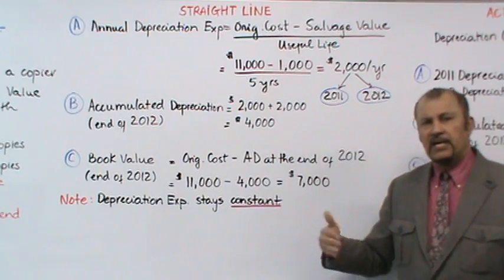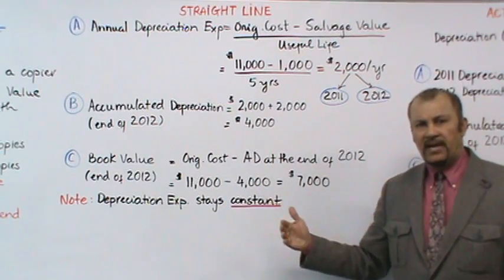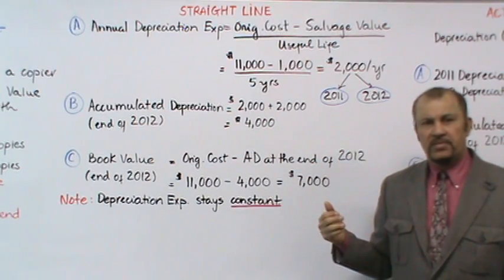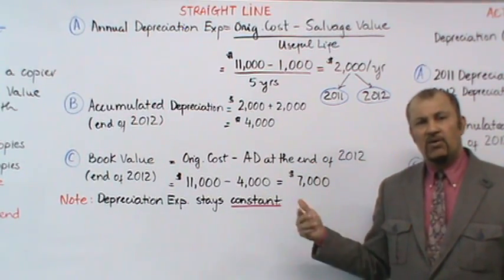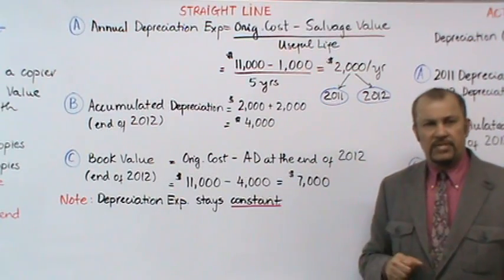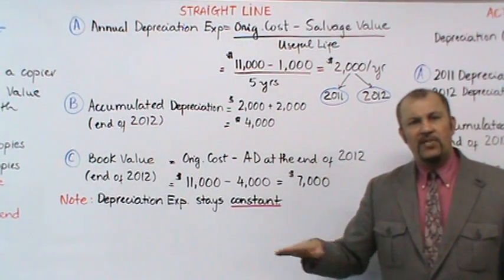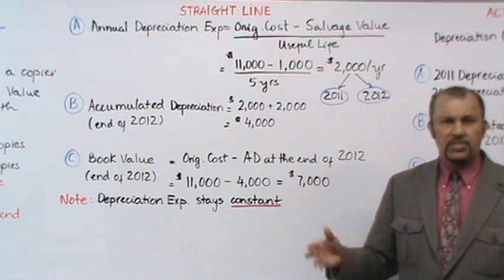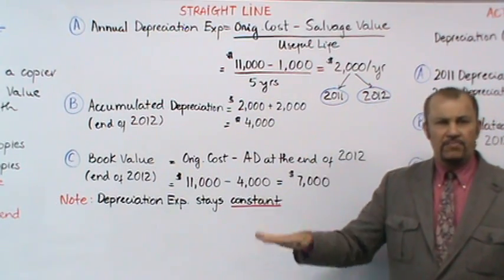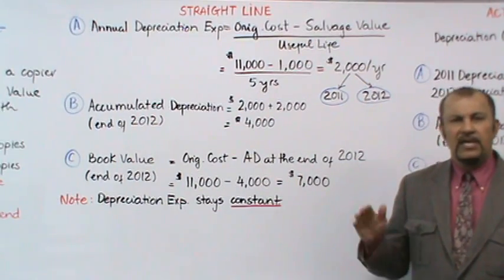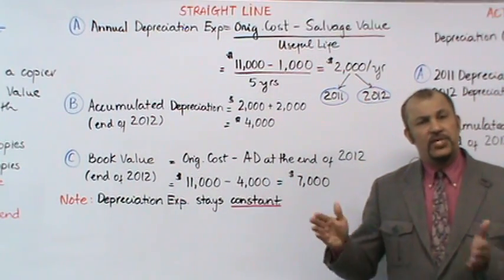Note the pattern here. As each year goes by, your accumulated depreciation will keep increasing by 2,000. So your AD at the end of 2013 will be 6,000. And your book value, as each year goes by, proportionally goes down. So your AD keeps going up and your book value keeps going down. So please make a note of that pattern, okay? All right, that's about it for the straight line method.